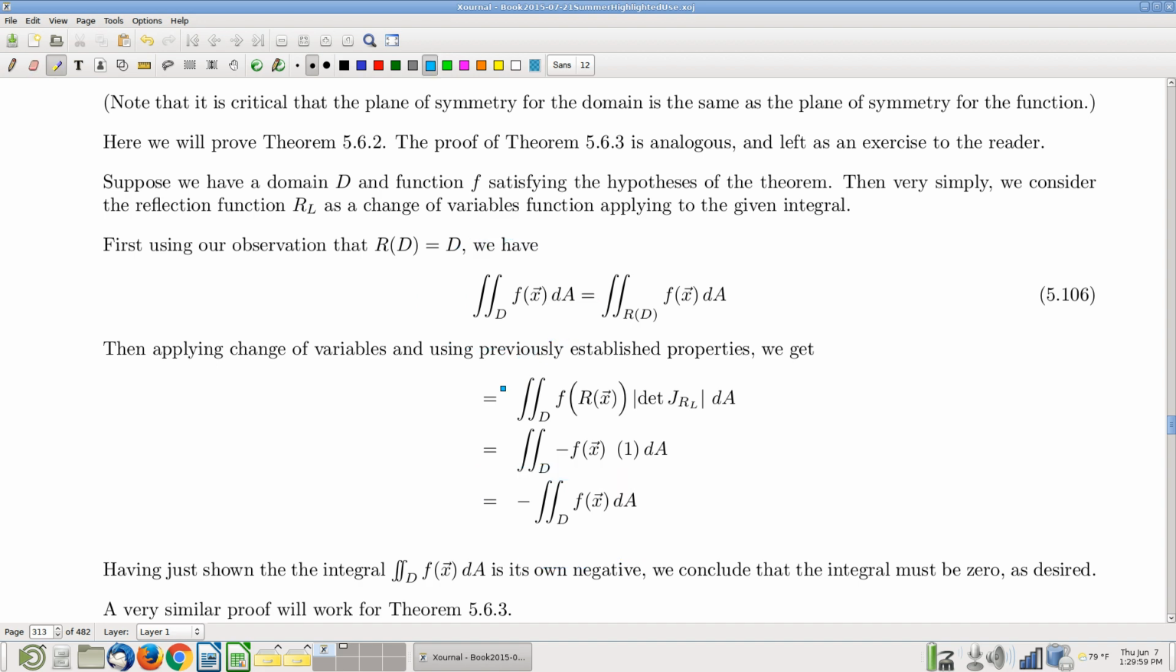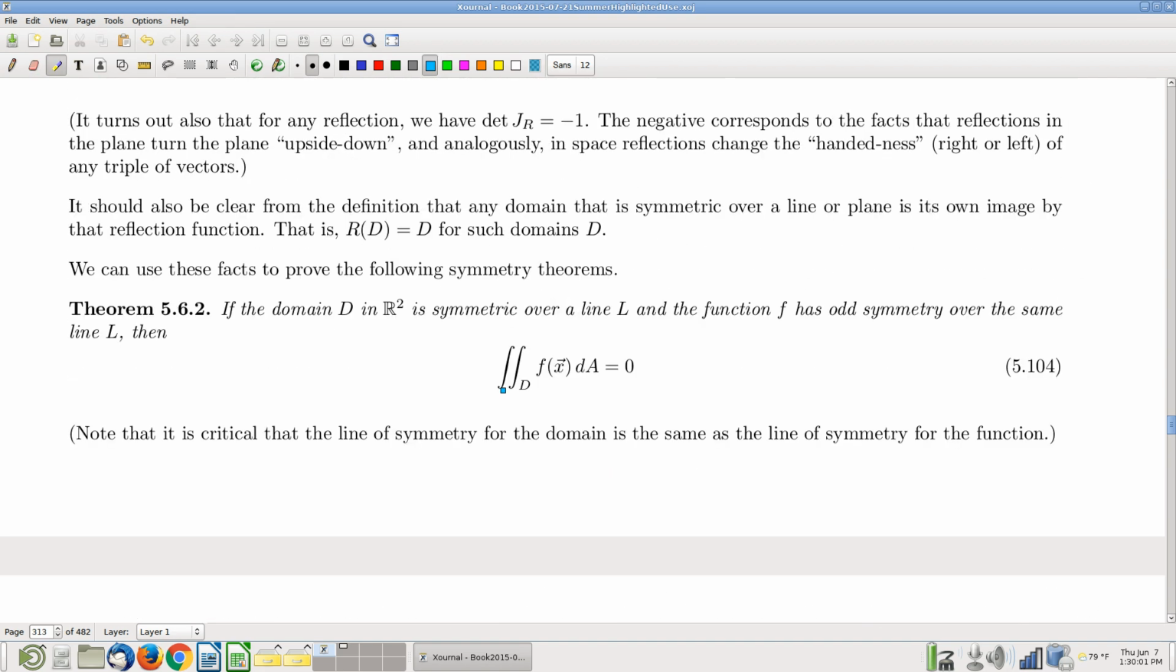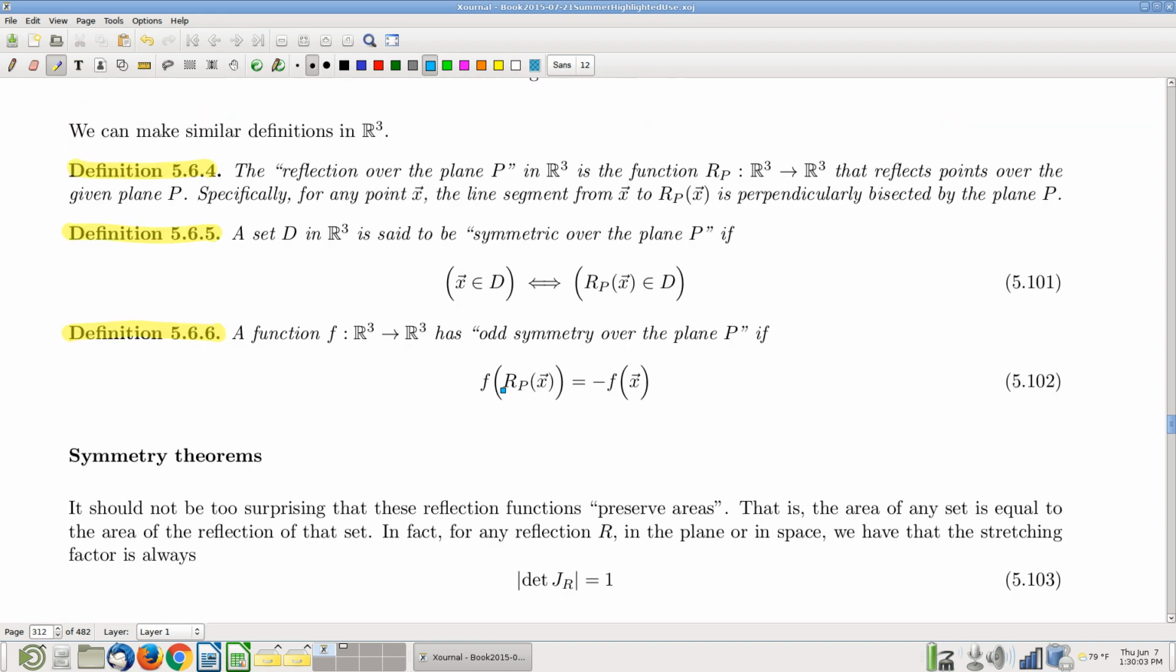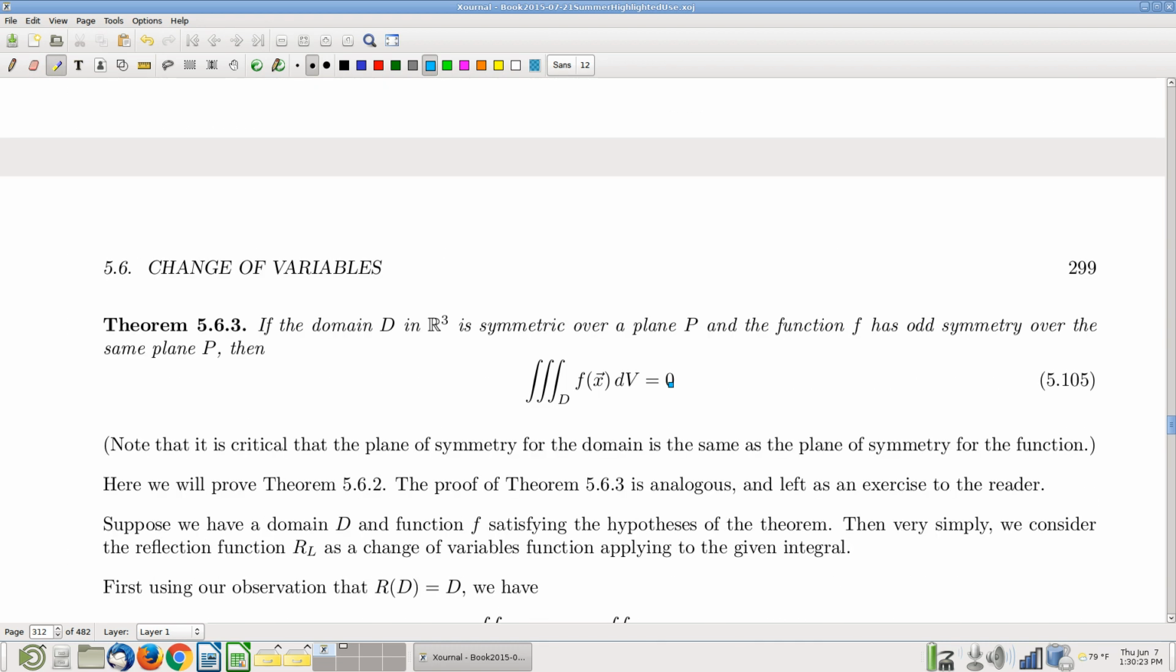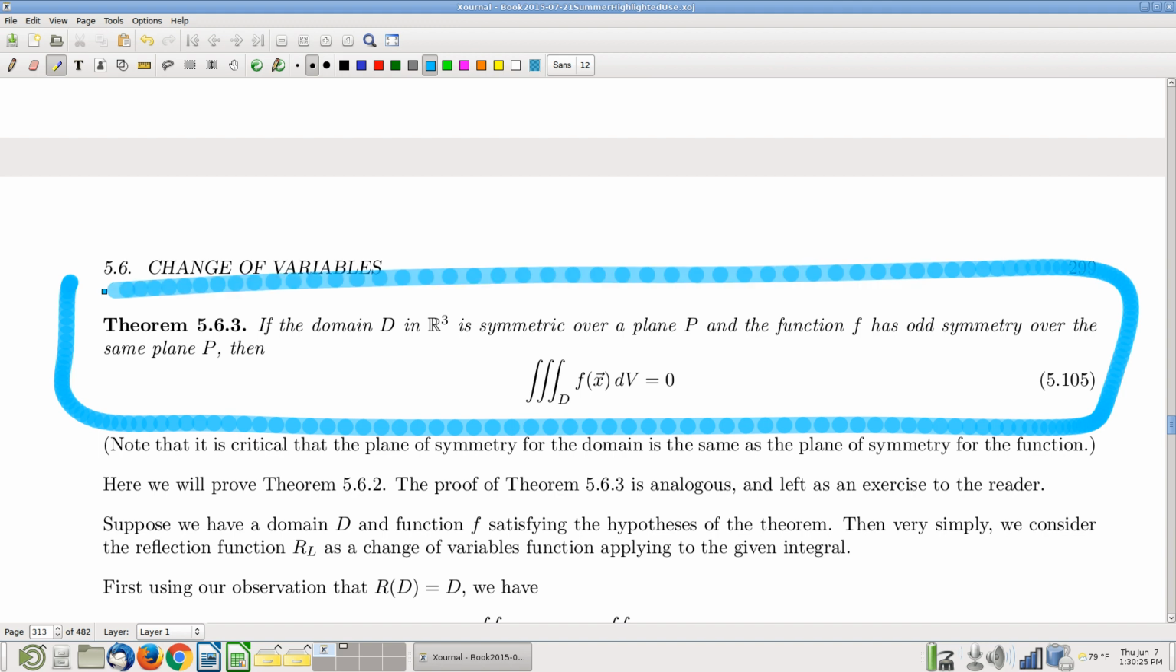Okay, there's a three-dimensional version of this as well. I'm going to let y'all read mostly about the three-dimensional version, but it's talking about reflections over a plane in space instead of reflections over a line in the plane. But analogous ideas of what does it mean for a solid to be symmetric and what does it mean for a function to have odd symmetry. Same ideas. Analogous theorem for triple integrals.